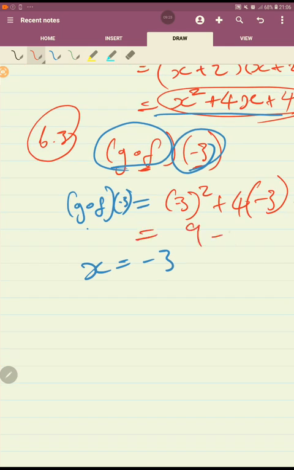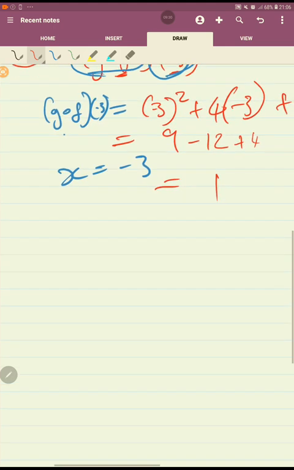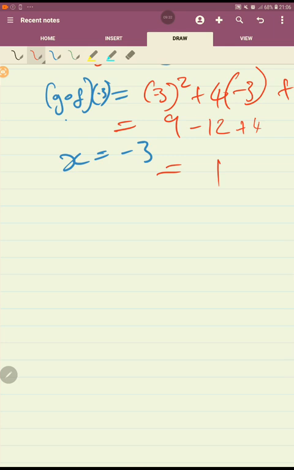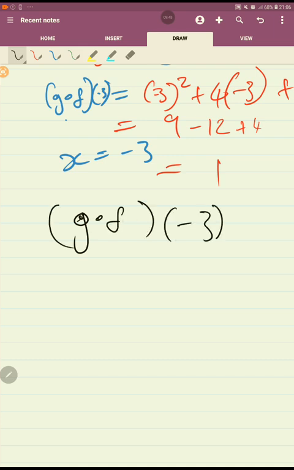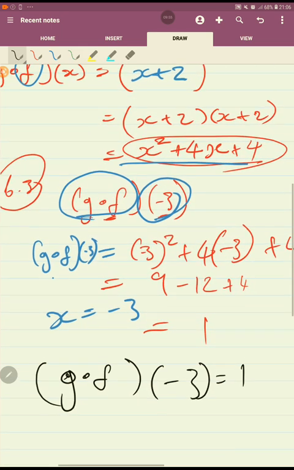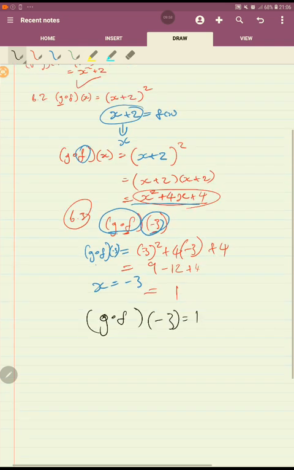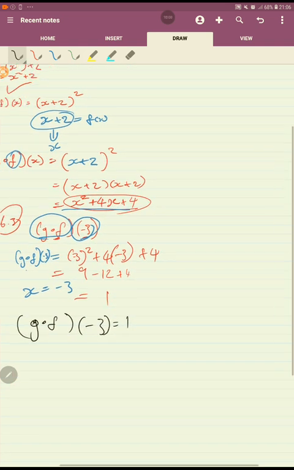Then we have 9 minus 12 plus 4. The final answer is 1. So your final answer is that g of f at negative 3 is equal to 1. I will upload some of the equations after this. For now, can you focus on composite functions, and please understand everything that is happening here.